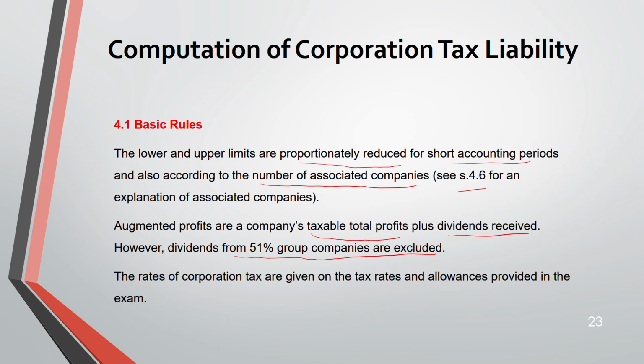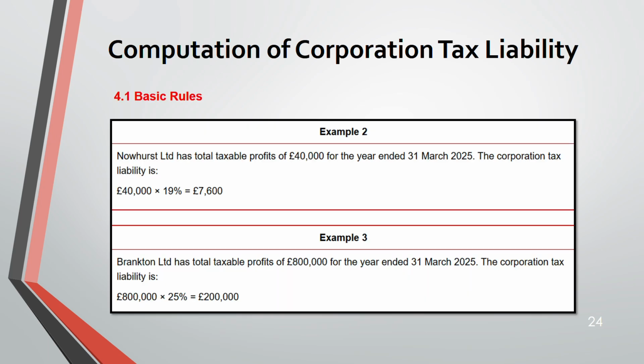Now the rates are given in your exam, the rates of corporation tax. So let us go through examples 2 and 3. Example 2, they have a TTP of 40,000. Look at the year ending 31st March 2025. This is FY 2024 because it starts from 1st April 2024 to 31st March 2025. Look at the starting date, not the end. The start tells you which financial year it is.